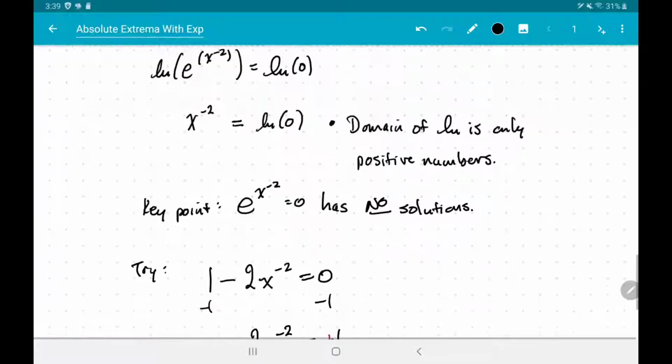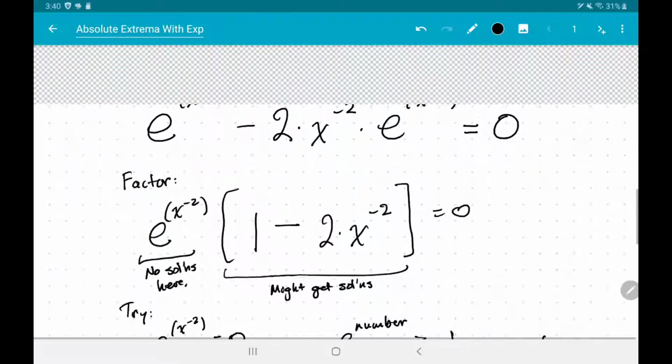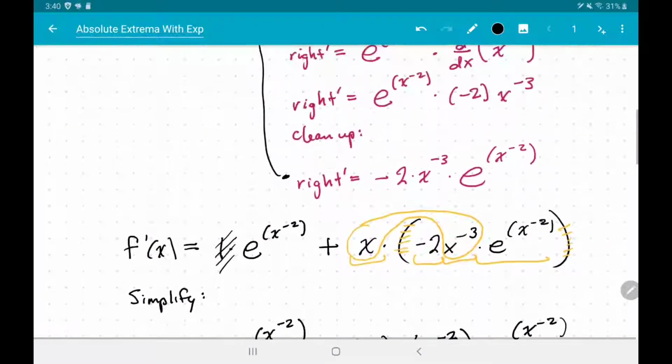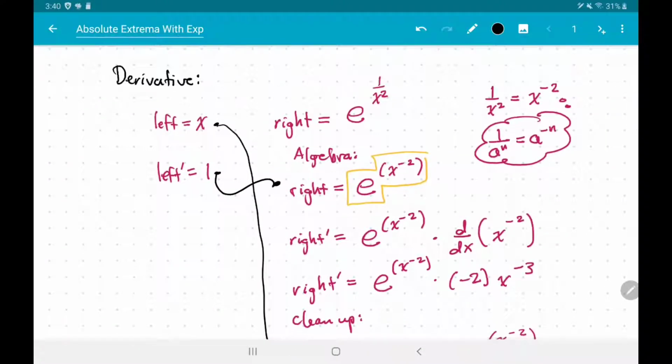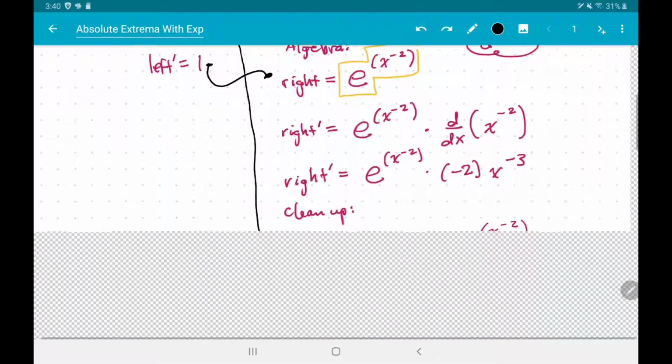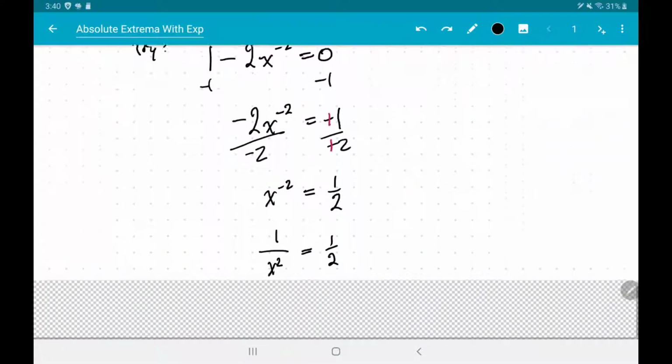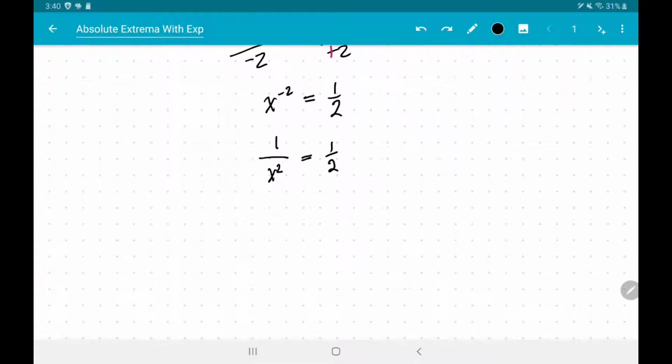And just to remind you of that, we actually did the reverse up here because it made the derivative easier to work out. Okay, so back to solving this. We have 1 over x squared equals 1/2.